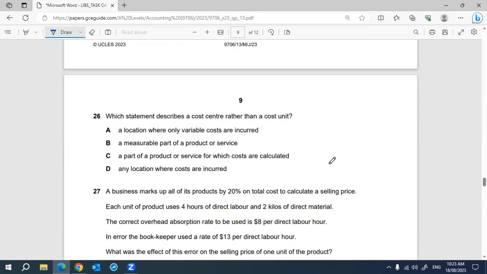Which statement describes a cost center rather than a cost unit? Option number 1, a location where only variable costs are incurred. This is not true. A measurable part of a product or service. It's not true. A part of a product or service for which costs are calculated. Not true. Any location where costs are incurred. So this is the best option. So therefore the correct answer is D.